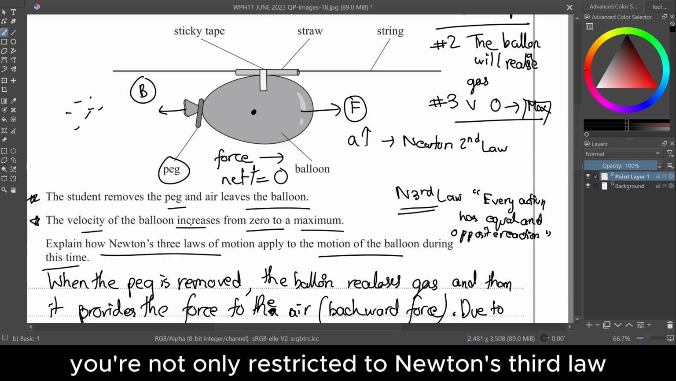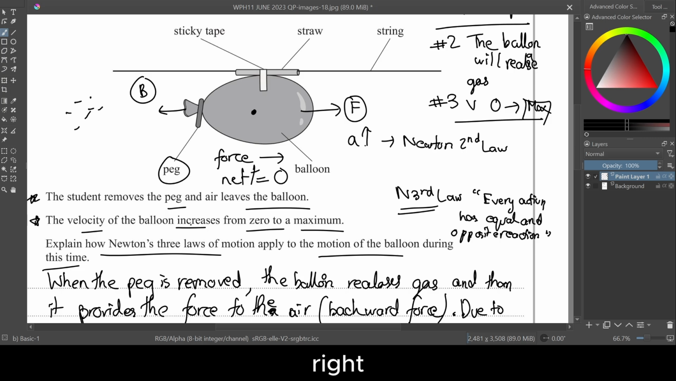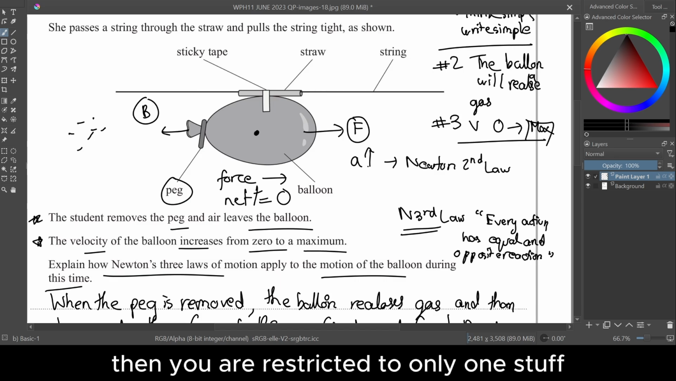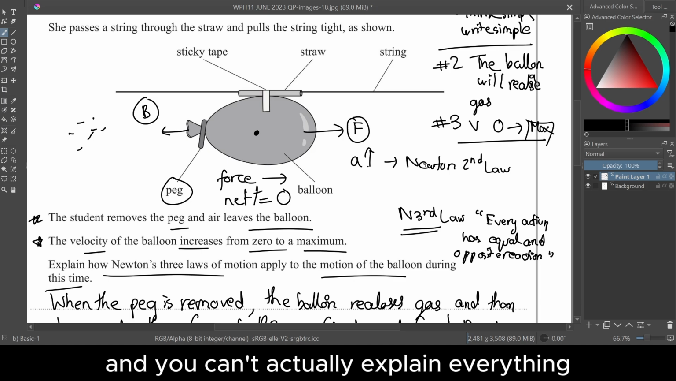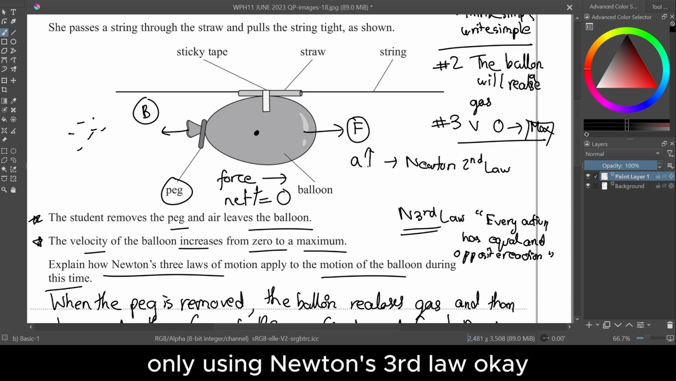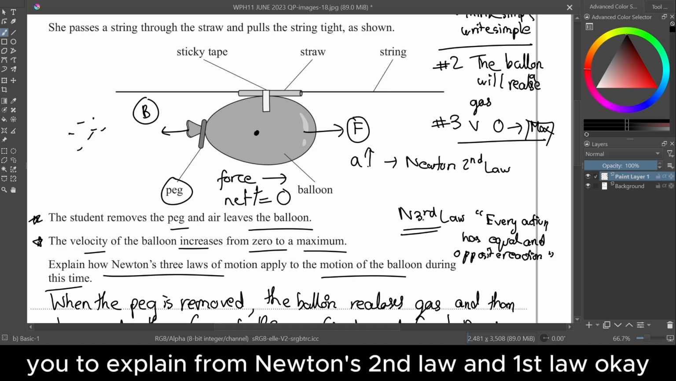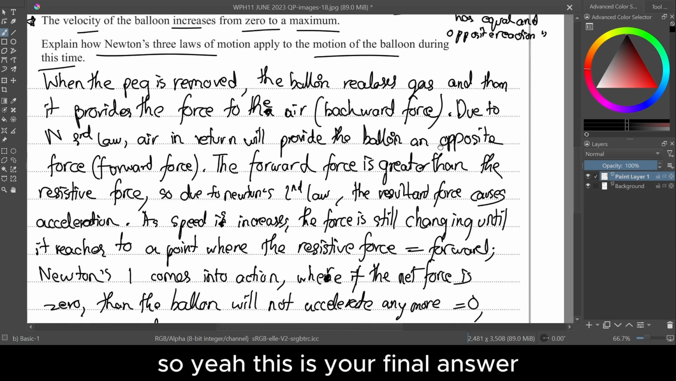You're not only restricted to Newton's third law, you can explain it through all of the laws. If it said only, then you would be restricted to one, but you're not restricted in this case. And you can't actually explain everything using only Newton's third law, okay? The whole process requires you to explain from Newton's second law and first law. So yeah, this is your final answer.